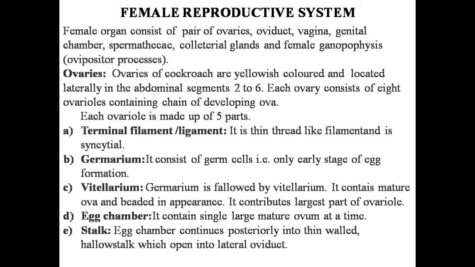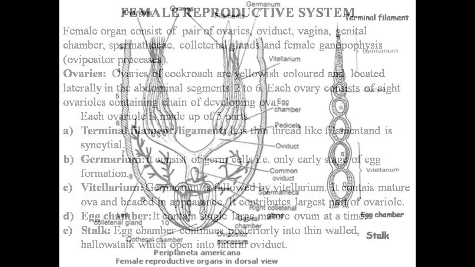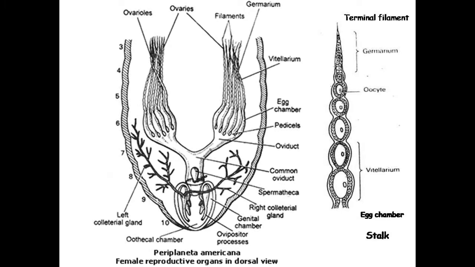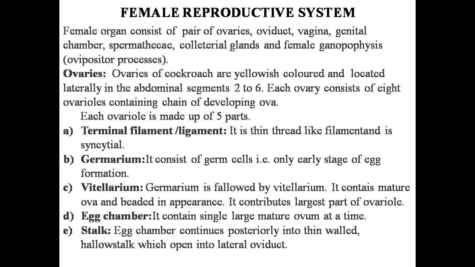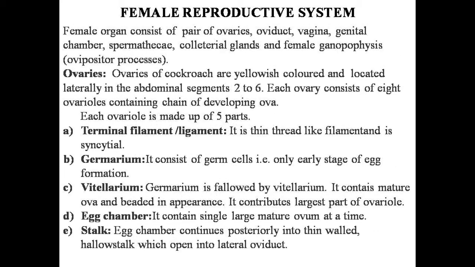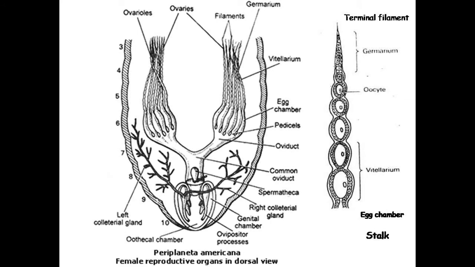The second part is the germarium and it consists of germ cells, that is, only the early stage of egg formation is present within the germarium. The third part is the vitellarium. The germarium is followed by the vitellarium and it consists of various ova which are in maturing stage, and thus it has a beaded appearance. It contributes the largest part of the ovariole.